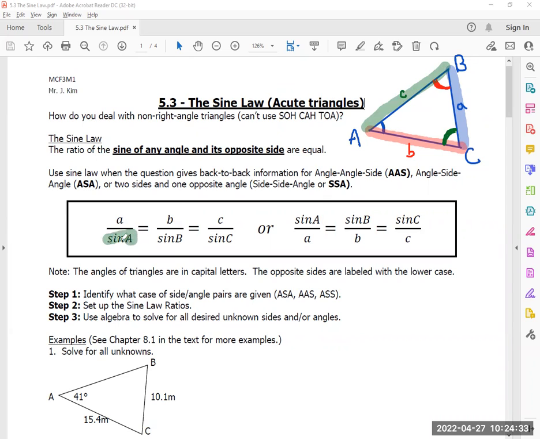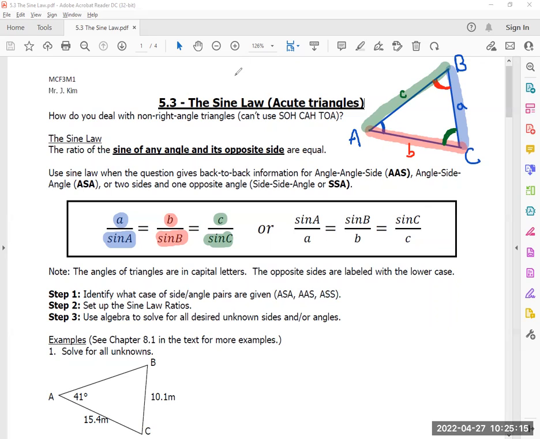The sine, let's do this in blue. The sine of the angle in ratio with its opposite side, sine of angle B with its opposite side, sine of angle C with its opposite side. These ratios are always going to equal each other. Always. And notice that if the ratios are the same here, I can flip these fractions as a reciprocal, and the reciprocal of each will still be the same.